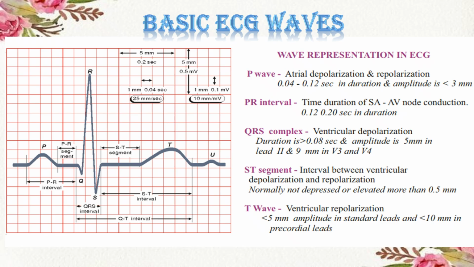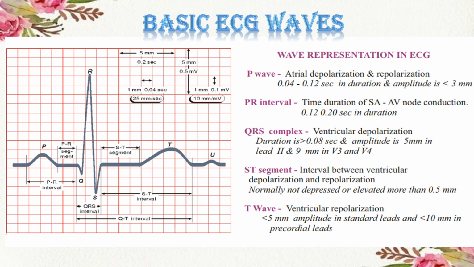Now let us see the wave representation of the electrocardiogram. The recorded ECG pattern produces different waves, intervals, complexes and segments that represent different phases of the cardiac cycle. P wave is the first positive deflection noted before the QRS complex. P wave represents the atrial depolarization and also the atrial repolarization. The normal duration of the P wave is expected to range between 0.04 to 0.12 seconds, and amplitude wise it is expected to be less than 3 mm.